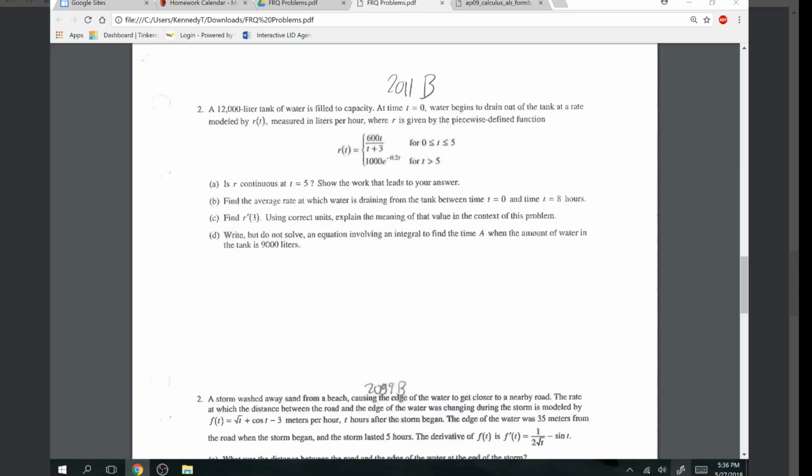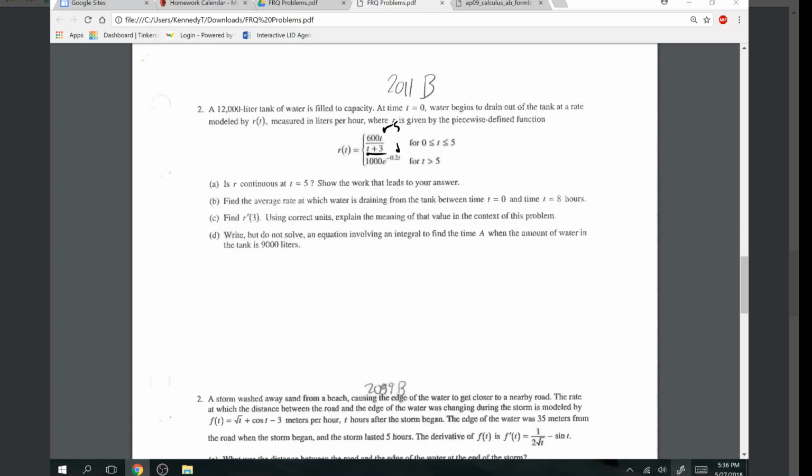All right, so first things first, is R continuous at t equals 5? Well, all you have to do is plug 5 into both of these things. Like all the spots, here, here, here. And if you do that, what you find out is that R is indeed not continuous.